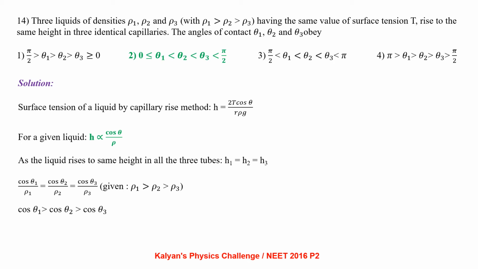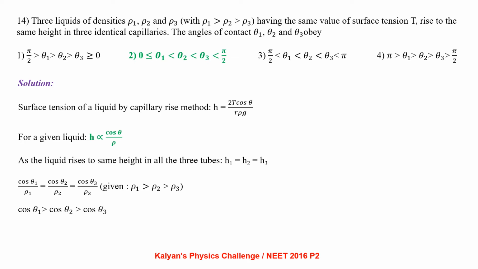According to the given condition in the question, h is proportional to cos theta by rho. As the liquids rise to the same height in all the three capillary tubes, we have h1 equal to h2 equal to h3. So cos theta 1 by rho 1 equal to cos theta 2 by rho 2, that is also equal to cos theta 3 by rho 3. As it is given that rho 1 is greater than rho 2 greater than rho 3, we get cos theta 1 is greater than cos theta 2 greater than cos theta 3.